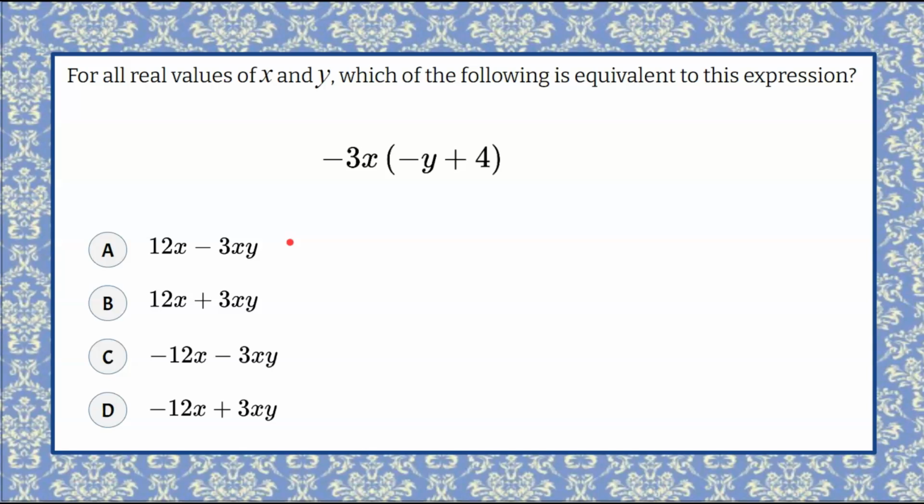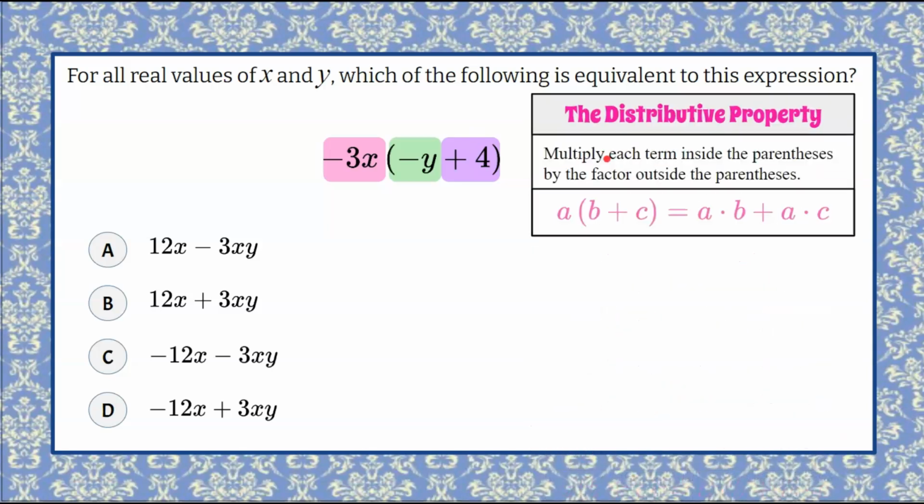Welcome back. We're going to begin by understanding that we have 3 terms in this expression: negative 3x, negative y, and positive 4. We cannot simplify these parentheses any further since the 2 terms inside are not like terms. We have a variable term, negative y, and a constant term, positive 4.